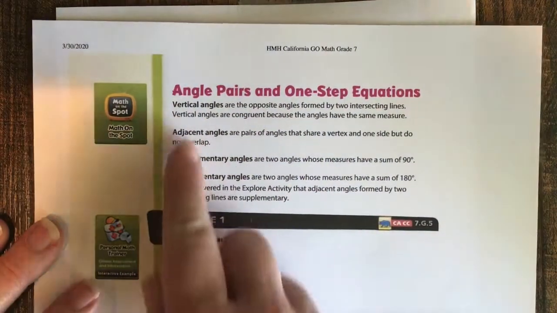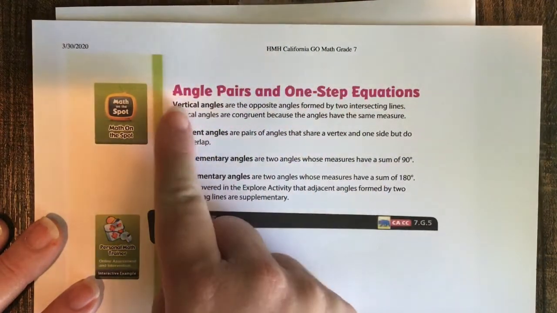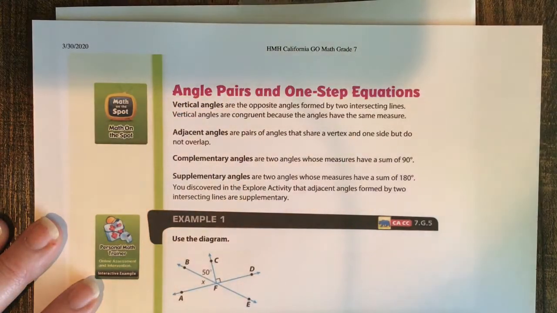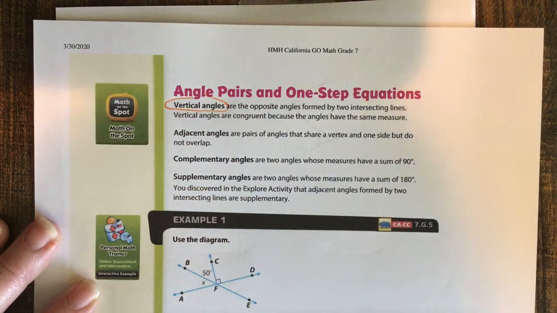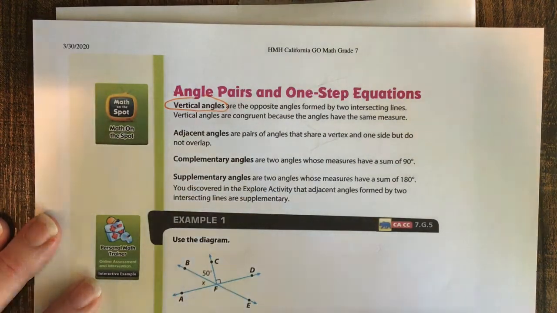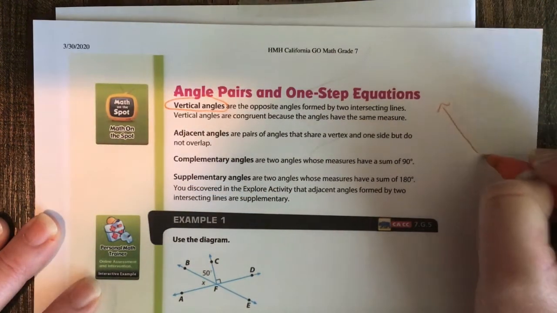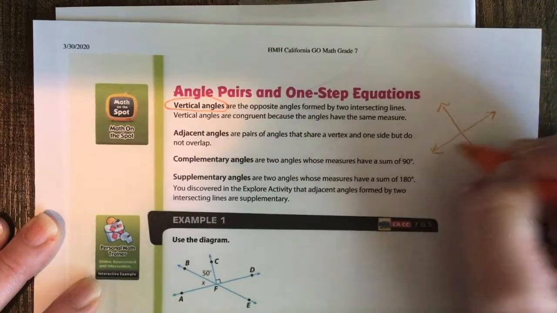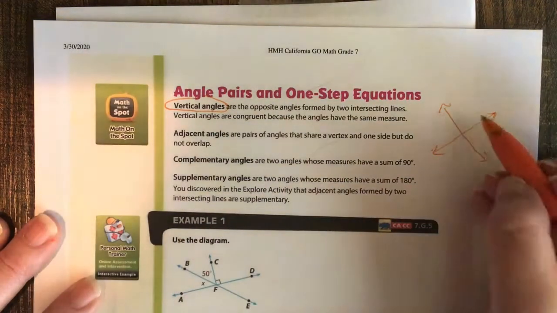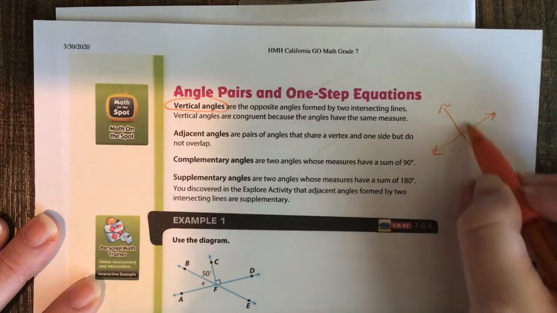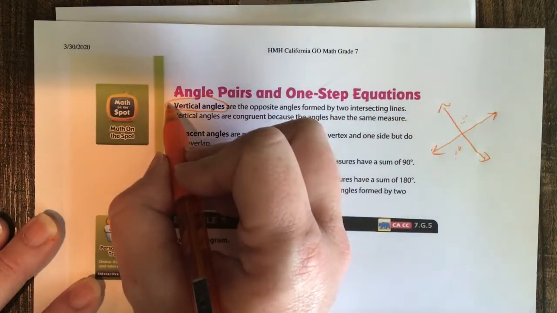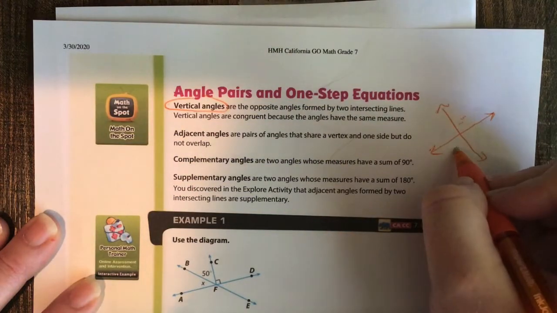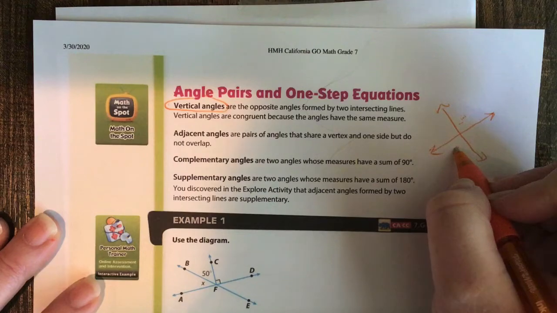Okay. So angle pairs. So vertical angles. This is vertical angles. Vertical angles are opposite angles formed by two intersecting lines. So again, I'm just going to draw some two intersecting lines here because I'm very visual. Vertical angles, these opposite ones, what did we realize? They were congruent. So we're going to call these opposite angles vertical. This angle and this angle are opposite. They're called vertical and they will be congruent.